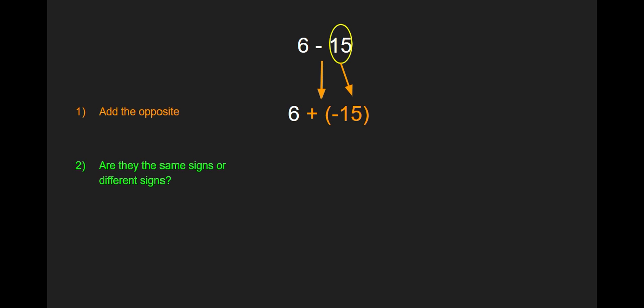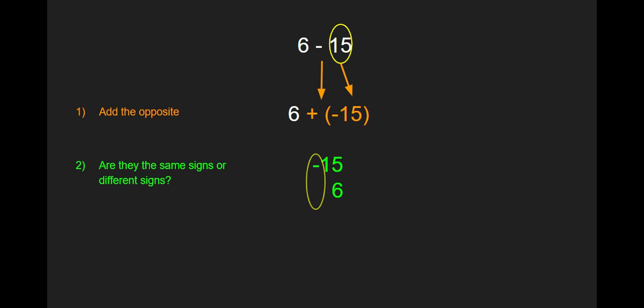Let's try another one. Let's do 6 minus 15. First, I need to add the opposite, so my 6 stays the same, and my subtraction becomes addition. I have a +15 that I'm going to now change to a -15. So now I need to think to myself, are they the same signs or are they different signs? I'm going to line them up vertically, putting the bigger number on the top.